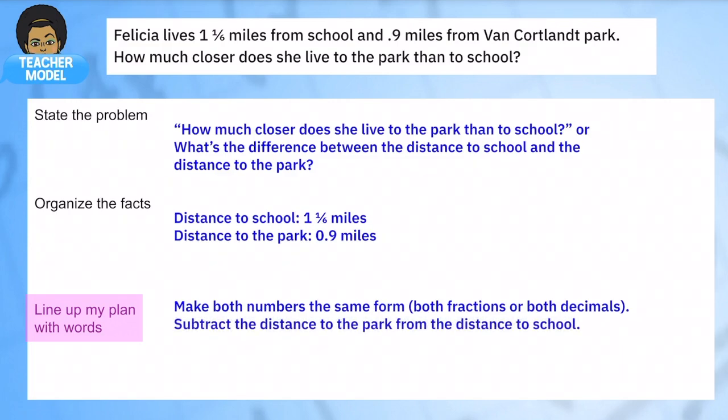And then once I have them both as fractions, I'm going to subtract the distance to the park from the distance to the school. Why am I going to take away the park number? Why do I want that to be the second? Because I know the distance to the school is a greater number. So I'm going to do the school minus the park. All right, let's hit pause so you can jot this down into your notes and let's see it in action.